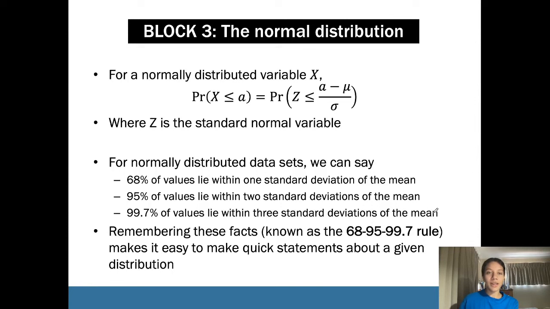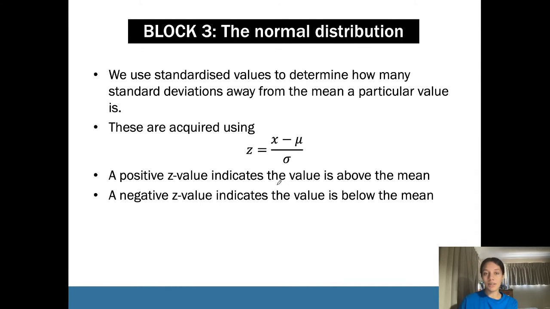So this is where we have the idea of the z value. First thing is to be familiar with the idea that for normally distributed data sets, within 1 standard deviation we have 68% of values. Within 2 standard deviations, we have 95%. Within 3 standard deviations, we have 99.7%. So this can help make quick statements about a given distribution.